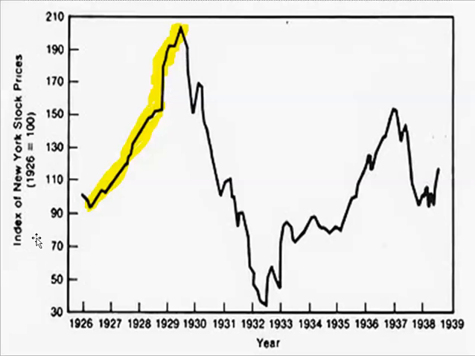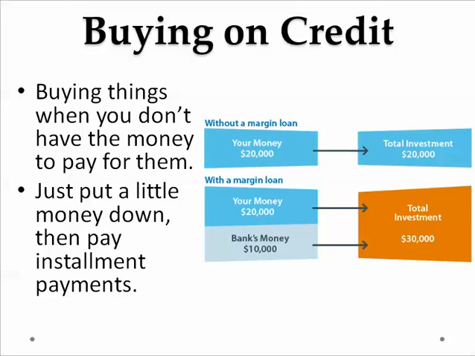The economy looks like it's doing really great. It's the boom of the 1920s, what we call an economic boom. This other side is what we call a bust. Anyway, buying on credit, or buying on margin, is what they call it. It's when you buy something and you don't have the money to pay for it totally. Let's look at this top part.